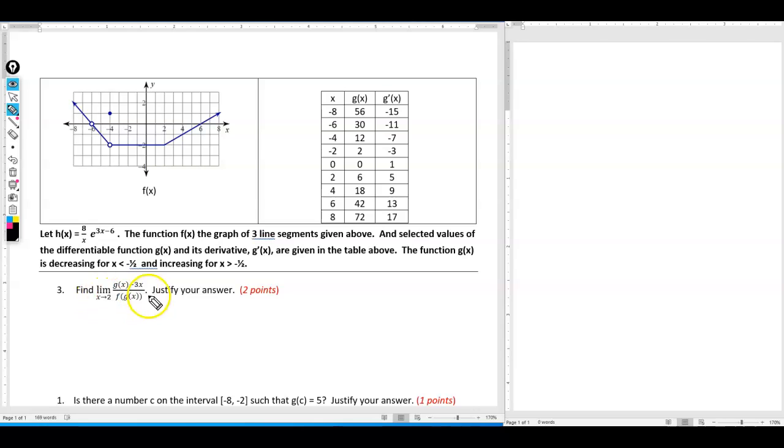So find the limit of this weird looking expression and then justify your answer. Okay, well, the first thing we do anytime you're trying to find a limit is try direct substitution first. So let's do that. We're going to just plug it right in. We're going to plug in 2 for x everywhere we see an x.